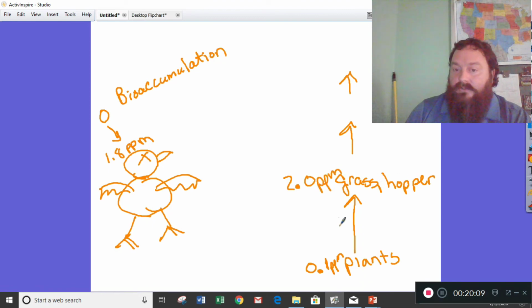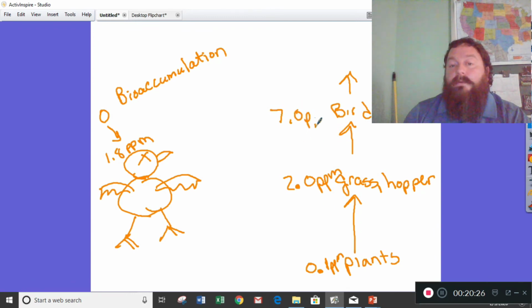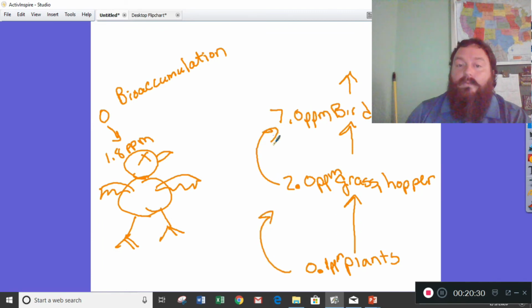Again, bioaccumulation at the individual level, it's biomagnifying through the food chain. Then we're going to have a bird eat the grasshopper, and that bird is eating a grasshopper that has 2 parts per million that's accumulated in its tissue. The bird's only getting 10% of the energy, has to eat a huge quantity of it, so now it might be up to a 7 parts per million concentration. So you can see the concentration of the pesticide grows quickly with time.